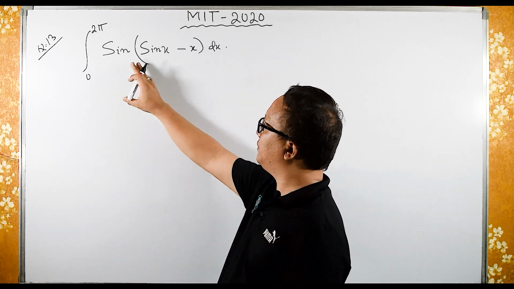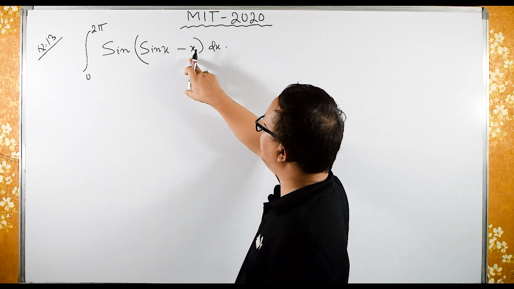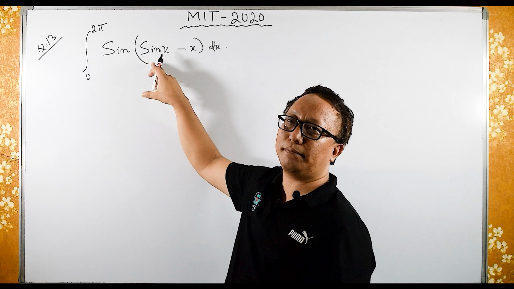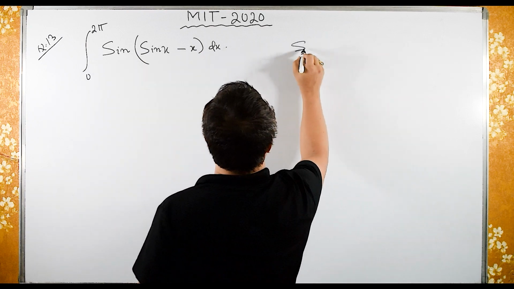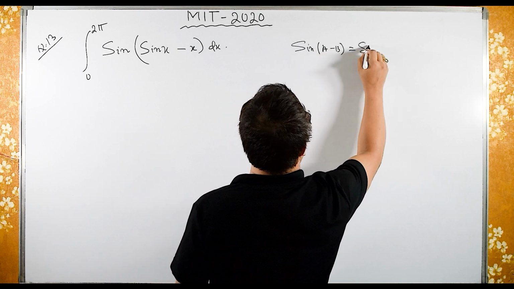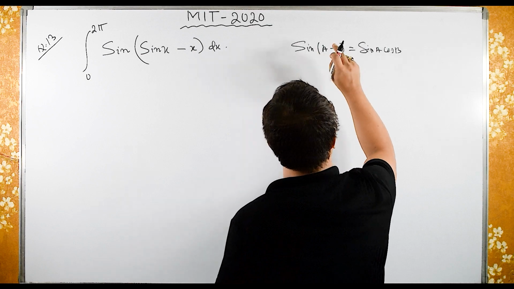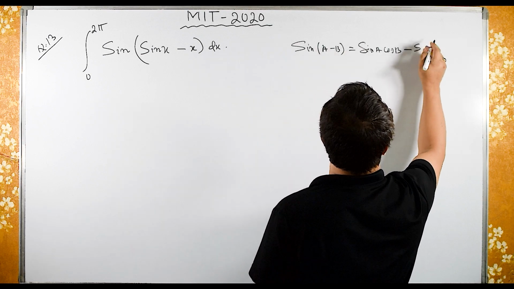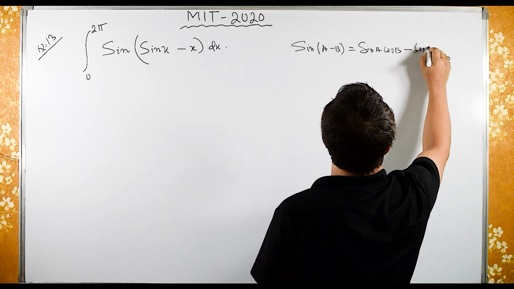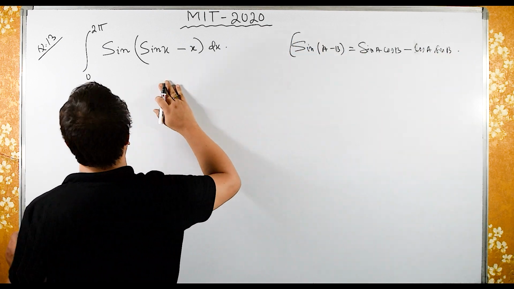Otherwise, what we can do is solve this by expanding. Consider this is a and this is b. By applying the sine of a minus b formula, sine of a minus b is the same as sine a cos b minus cos a sine b. Now let's apply this formula.